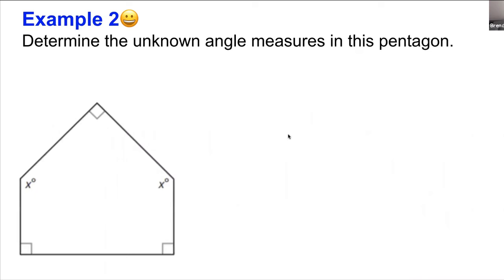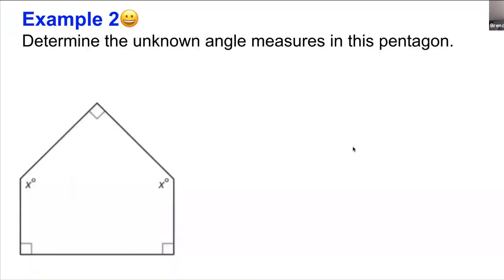Example number 2, we're going to determine the unknown angle measures of this pentagon. No measurements are given. Well, actually, measurements are given, but no actual numbers are given. But we are given some physical measurements there. Go ahead and pause this video so you can copy this down and resume.